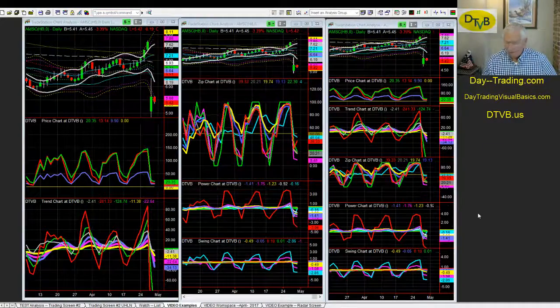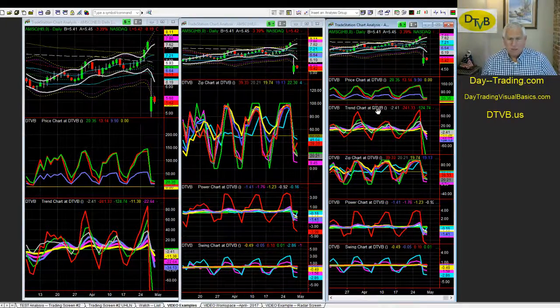Turning over to the charts, I have here on the charts right now three different layouts. The right layout over here is the daily chart. This is the way it comes out if you load a chart, with the candles on top, the price chart, the trend chart, the zip chart, the power chart, and the swing chart. The other two charts on the left are expanded examples.